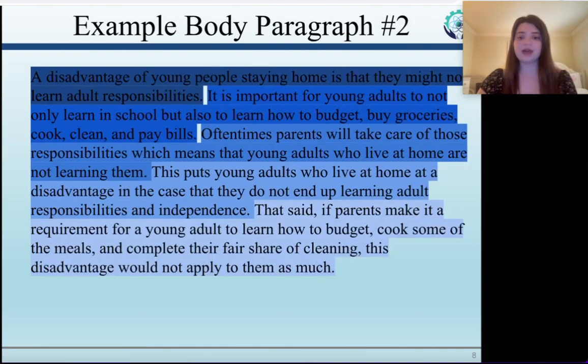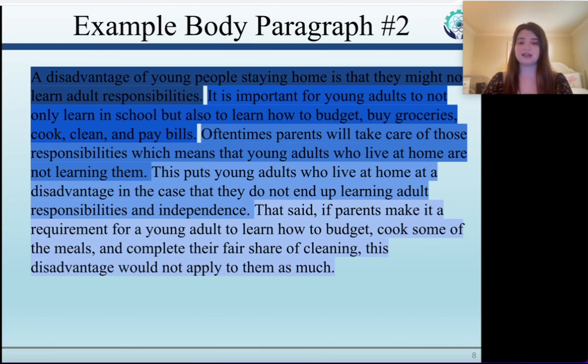So it says here, that said, if parents make it a requirement for a young adult to learn how to budget, cook some of the meals, and complete their fair share of the cleaning, this disadvantage would not apply to them as much, right? There might be some things they're still missing, like paying the bills, for instance, but they can still learn a lot of adult responsibilities whilst living at home, right? They can still learn those things if parents make it a requirement for those adults.